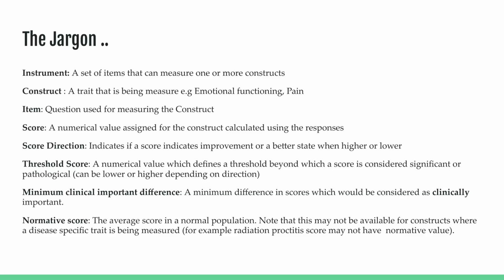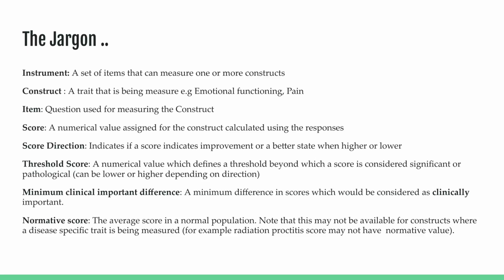The first is an instrument. An instrument basically refers to a set of items or questions which can measure one or more constructs. And a construct is basically a trait being measured. So whenever we have patient reported outcome measures, these are standardized measures because they measure a certain latent trait. For example, we want to measure the emotional functioning, the pain, the nausea that the patient is experiencing. A construct allows you to have a numerical score around this trait which is hard to measure objectively.